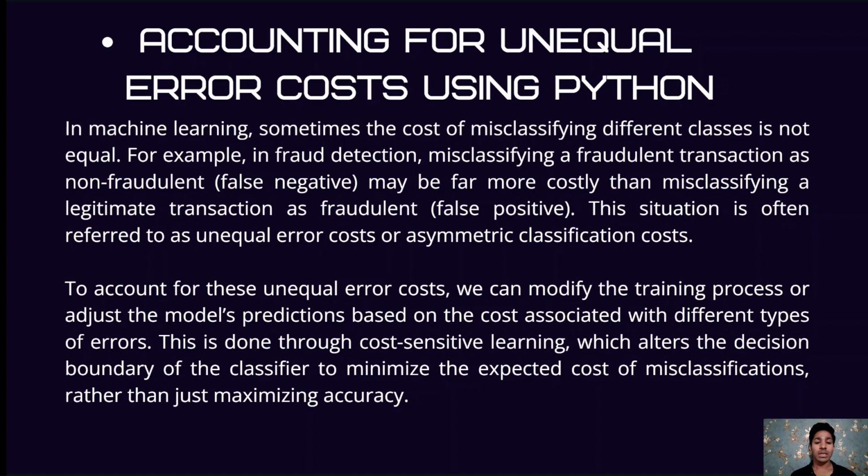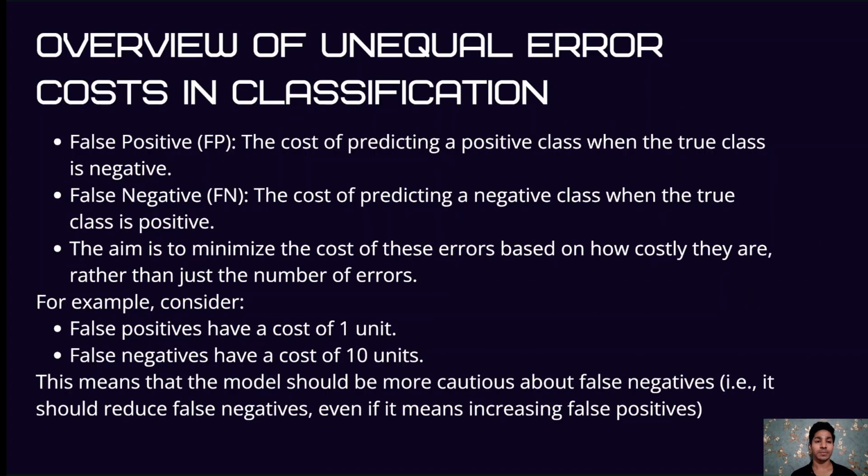To account for this unequal error cost, we can modify the training process or adjust the model's predictions based on the cost associated with different types of errors. This is done through cost-sensitive learning, which alters the decision boundary of the classifier to minimize the cost of misclassification rather than just maximizing accuracy. So here is the overview of unequal error cost in classification.